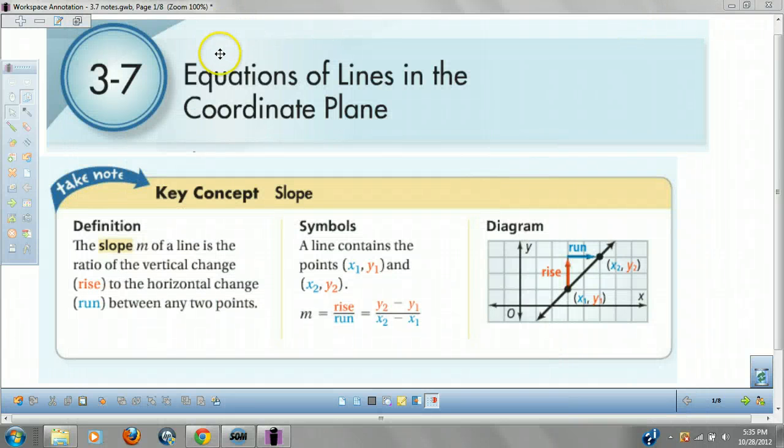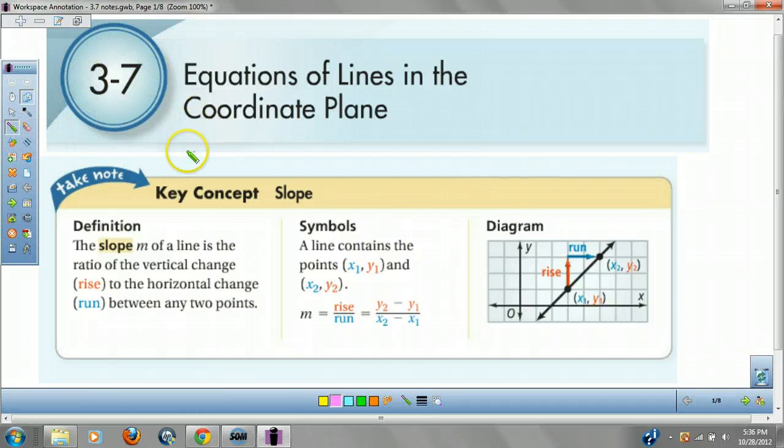We were looking at 3.7, equations of lines in the coordinate plane. This will be a review of good old algebra. Okay? So first thing we're going to look at is the slope. Slope m of a line is, remember, rise over run.